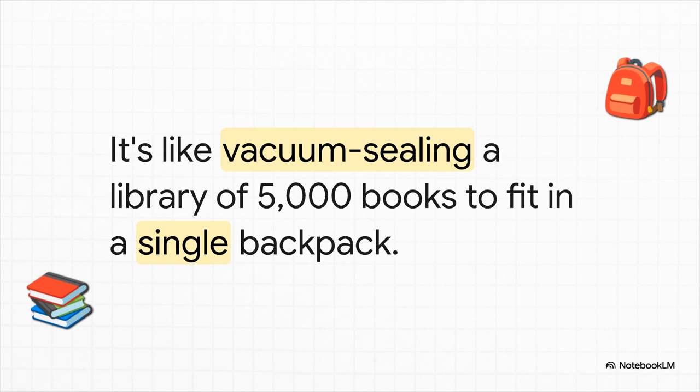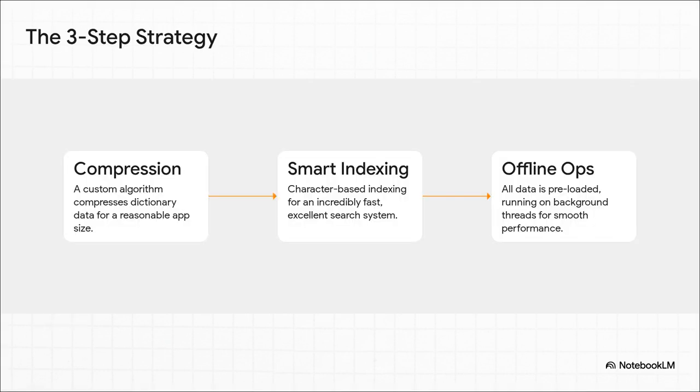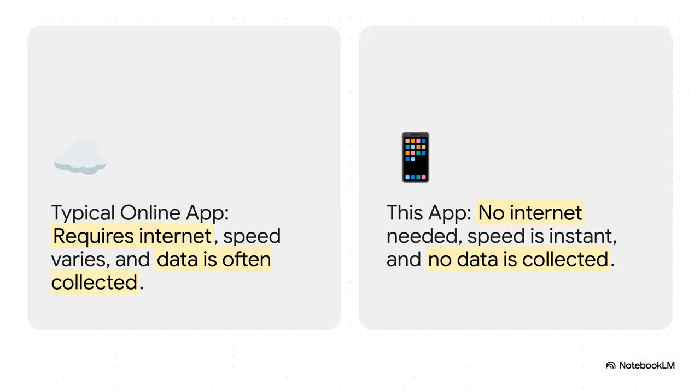It's all about super smart, extreme compression. Here's their 3-step master plan. First, they didn't use any off-the-shelf stuff. They built their very own custom compression algorithm designed from the ground up just for dictionary data. Second, they created this incredibly smart search index that finds exactly what you need in an instant. And third, the entire app was built from day one to work offline, running in the background so it never feels slow or clunky.